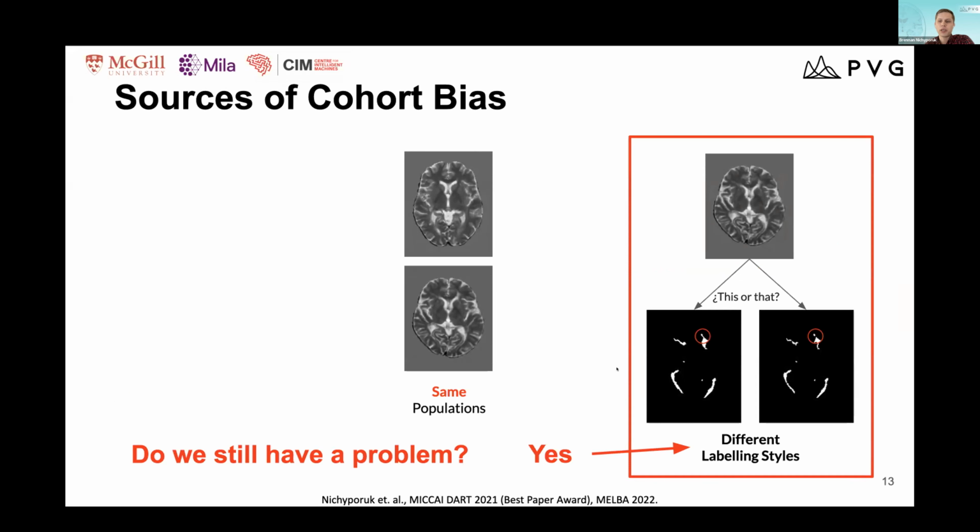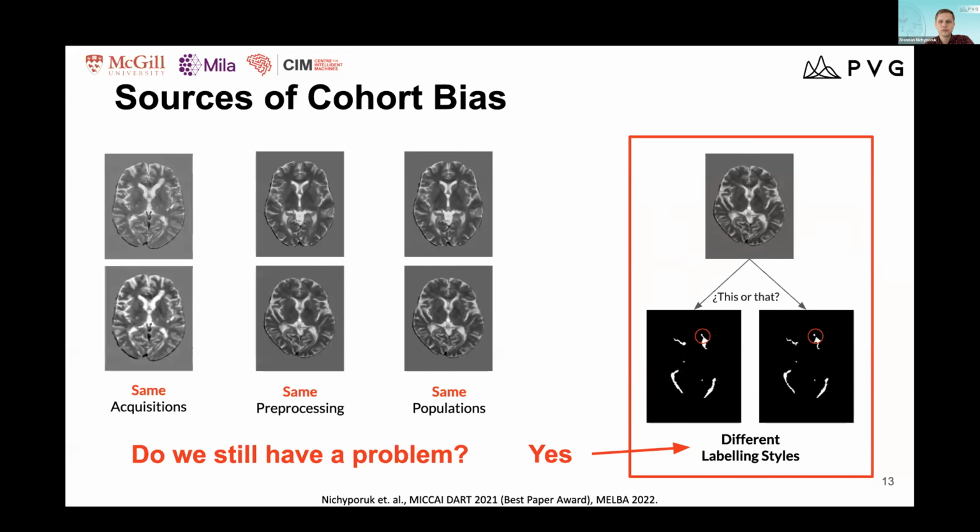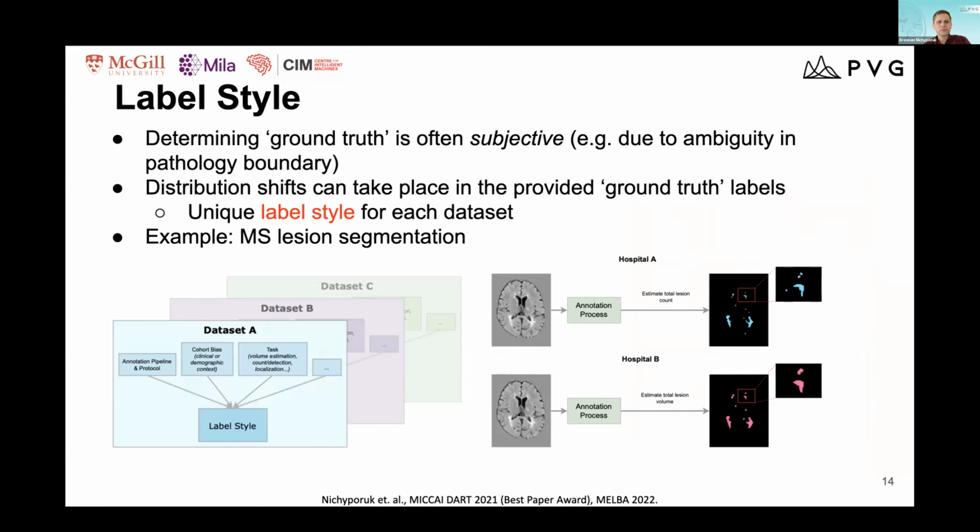We can still run into an issue because of different labeling styles, different ground truth, in other words. Now, why do we have this issue? Well, determining ground truth is oftentimes subjective, and the boundaries are often very ambiguous. This is particularly evident, of course, in MS lesion segmentation. As a result, distribution shifts can take place not only in the inputs, but also in the ground truth labels, across data sets. And so you'll get a unique label style for each data set.